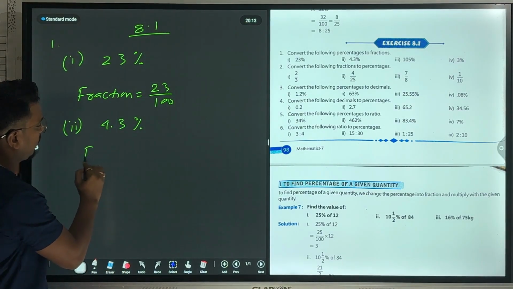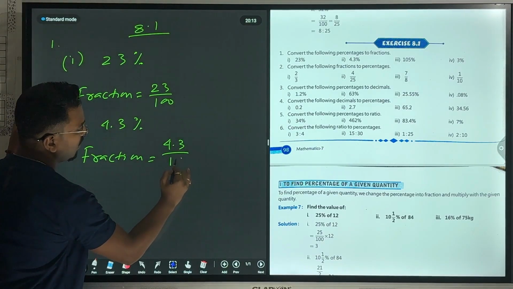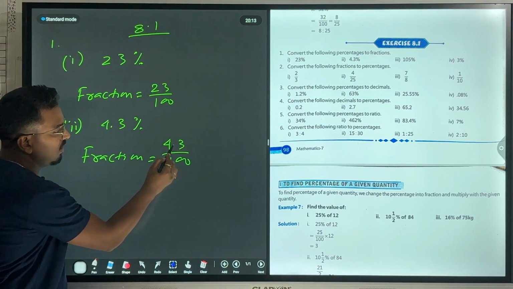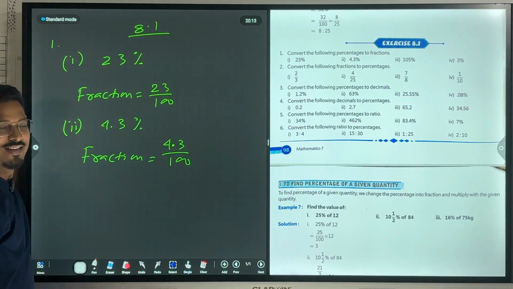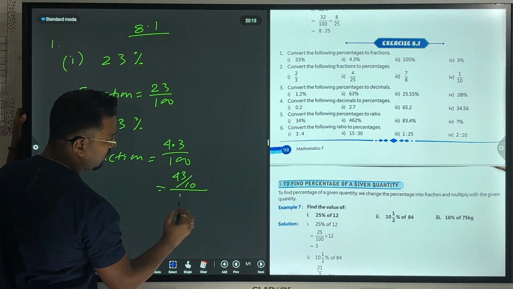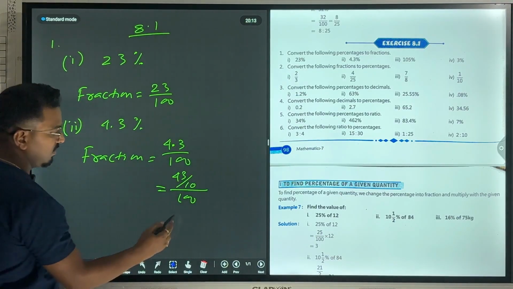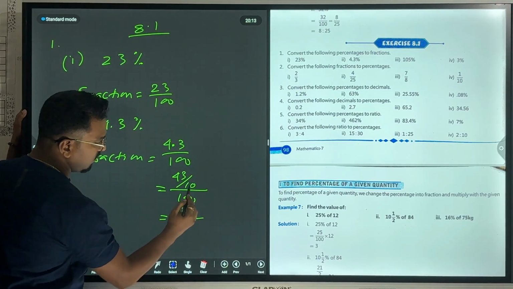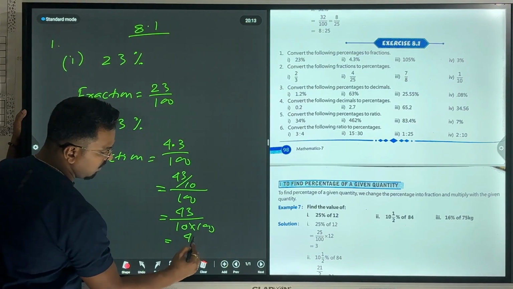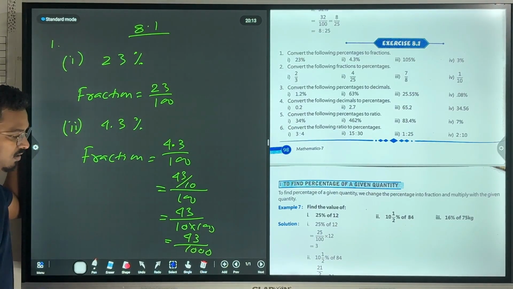Next question is given 4.3%. If you want to convert into fraction, first you write 4.3 divided by 100. Now you see here this is still in decimal. So what do we have to do? This can be written as 43 by 10 divided by 100. Now this 10 will move to the denominator and it will multiply by 100. So this will become 43 by 1000, and this will be the answer.